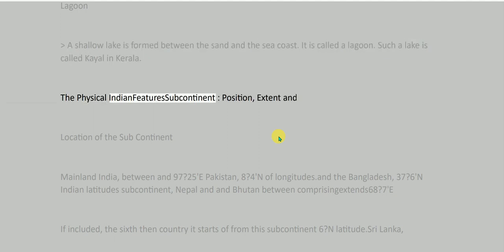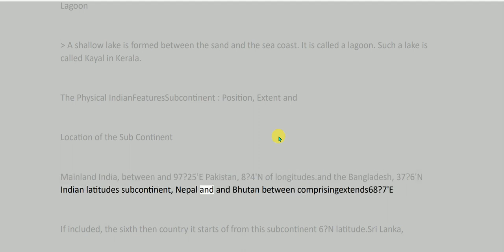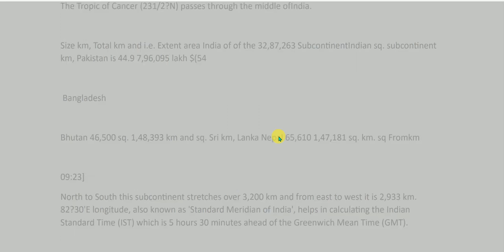The physical features of the Indian subcontinent: position, extent and location. The Indian subcontinent mainland lies between latitudes 8.4 N and 37.6 N and longitudes 68.7 E and 97.25 E. The subcontinent includes Pakistan, Bangladesh, Nepal, Bhutan and Sri Lanka. The Tropic of Cancer, 23.5 N, passes through the middle of India.